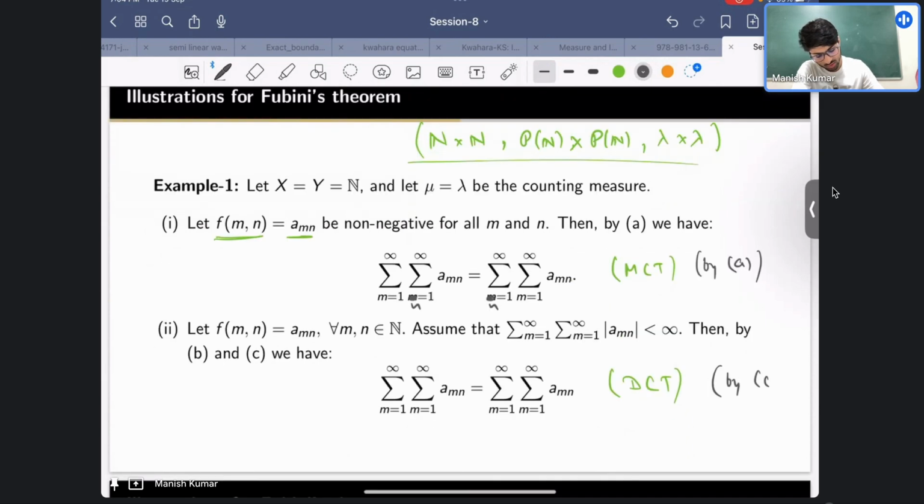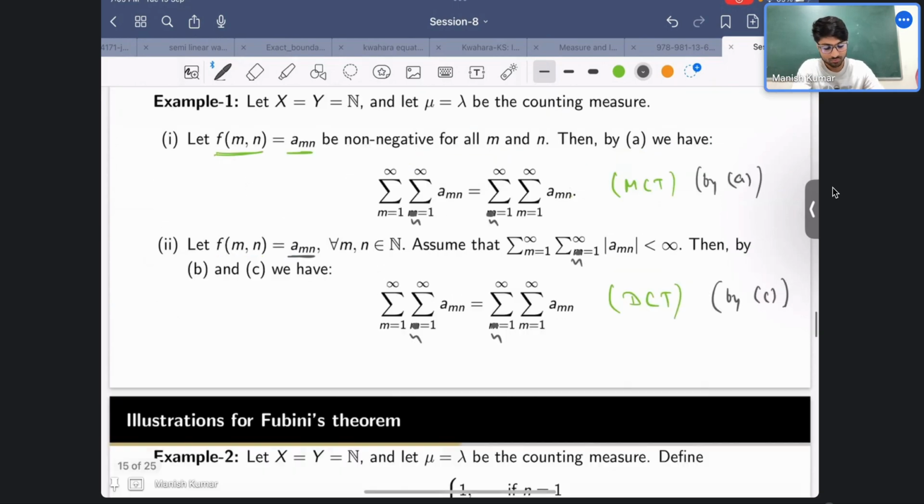What it says is that if you have this function a_mn and the double summation of its modulus is finite, then the double summation is the same either way, whether you take n first or m first, and you can interchange them. So this is an application of Fubini's theorem in this counting measure setup, okay.